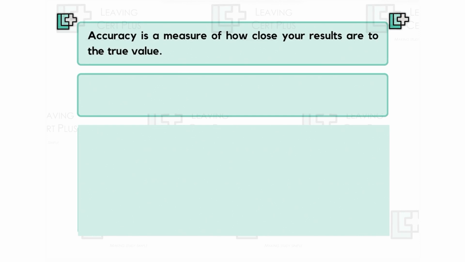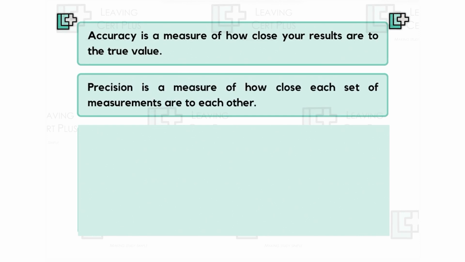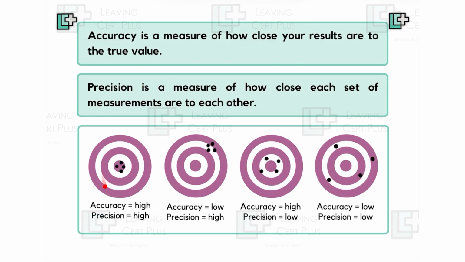So in terms of accuracy, this is a measure of how close your results are to the true value, whereas precision is a measure of how close each set of measurements is to each other. So if we look at this, if we pretend this is a target here, this is an accurate and precise experiment. Here we have a low accuracy but high precision, because for accuracy, we want as close to the middle as possible, but for precision, all the data points are close together.